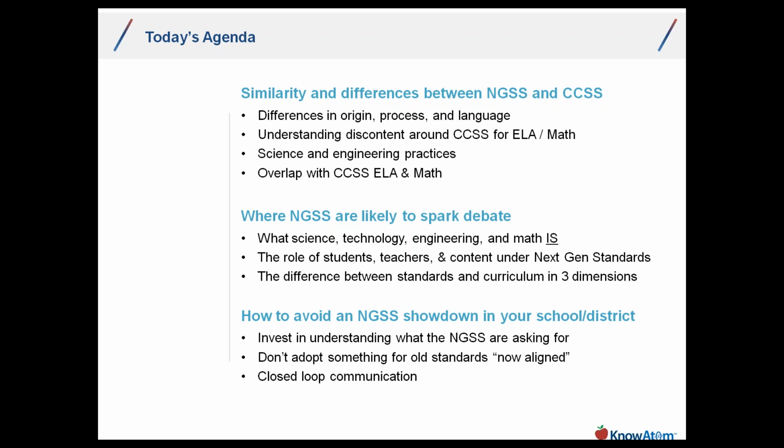I'd like to think of this from a teacher and administrator's perspective, really try to think about it from a classroom perspective as we go through three key areas. One, the similarities and differences between the Next Generation Science Standards and the Common Core State Standards. Two, where the Next Generation Science Standards are likely to spark debate. And three, as an administrator or teacher, how you can avoid the Next Generation Science Standards showdown in your school or district, the tensions that we've seen rise around the Common Core State Standards.